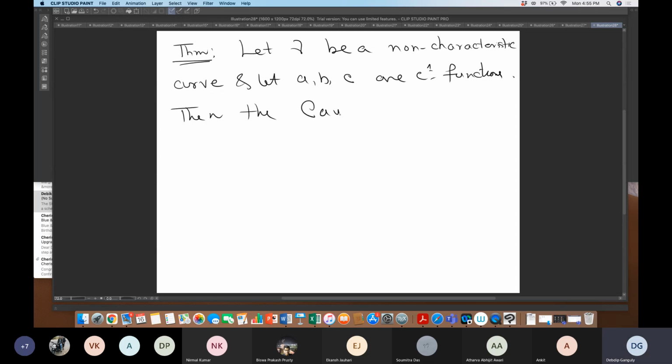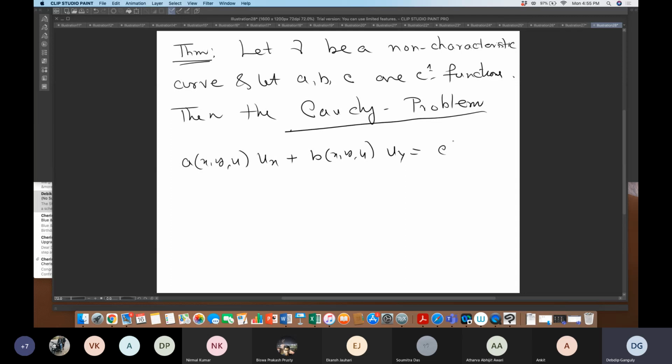Then the Cauchy problem is when the problem is given the initial or boundary condition. The Cauchy problem: a(x,y,u) u_x plus b(x,y,u) u_y is equal to c(x,y,u) in Omega, u(x,y) is equal to h(x,y) on Gamma. This Gamma is a non-characteristic curve. You know what is the meaning of a non-characteristic? That means the Jacobian matrix is non-zero for that curve.